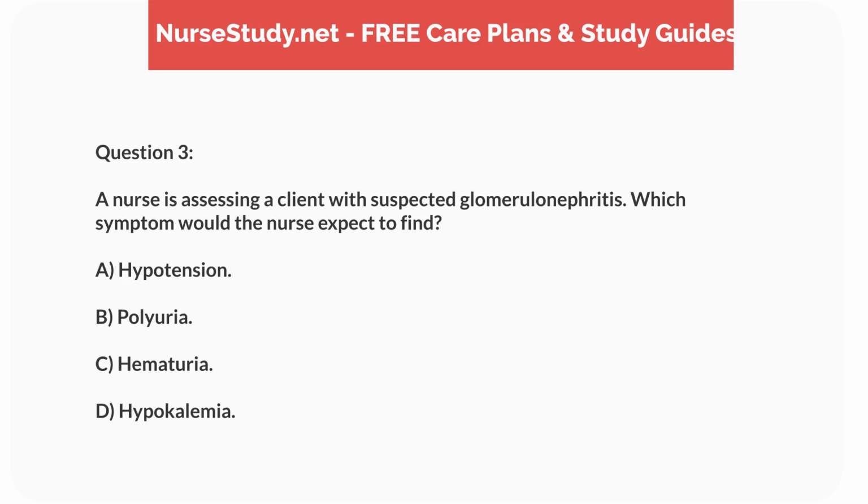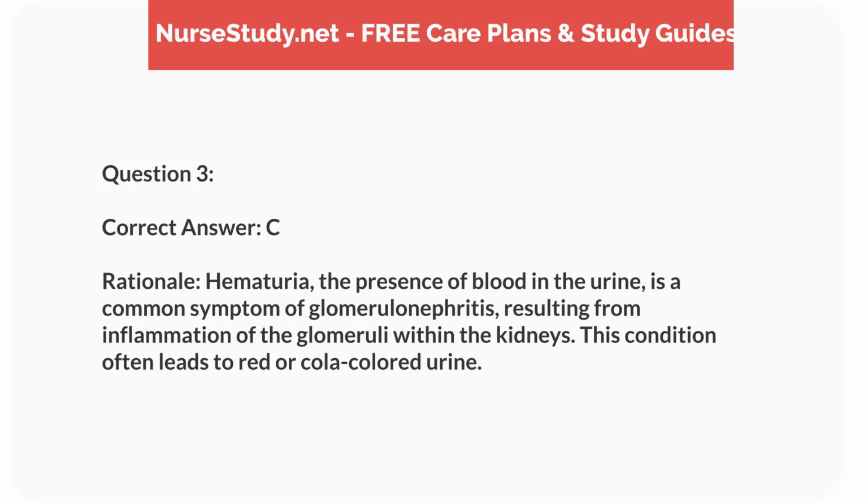Question 3. A nurse is assessing a client with suspected glomerulonephritis. Which symptom would the nurse expect to find? A. Hypotension. B. Polyuria. C. Hematuria. D. Hypokalemia. Correct answer: C.